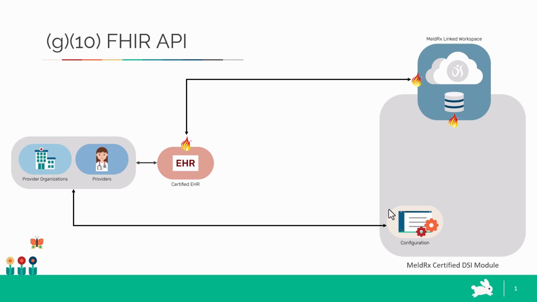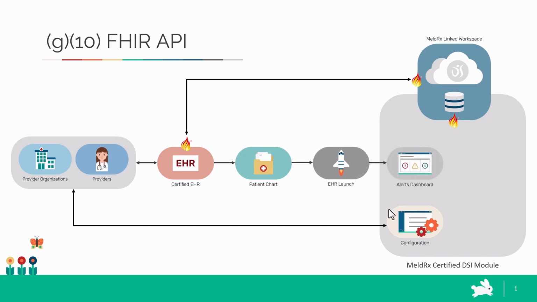The key difference in here is that from the EHR, at some point, the provider is in a patient chart. And from that patient chart, they can use the default EHR launch functionality. That EHR launch functionality will launch the alerts dashboard, the MeldRx alerts app, from within the MeldRx module. That dashboard will pull the data from FHIR and, based on the configuration, render the alerts that are relevant to that patient. These alerts can then be used to provide feedback.